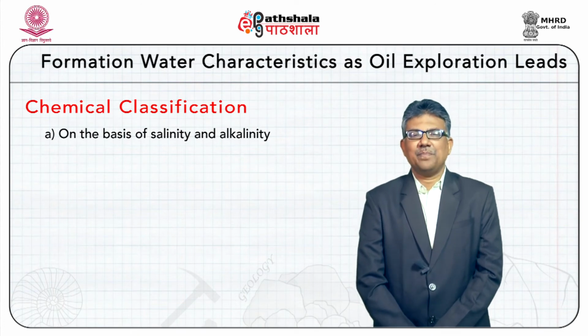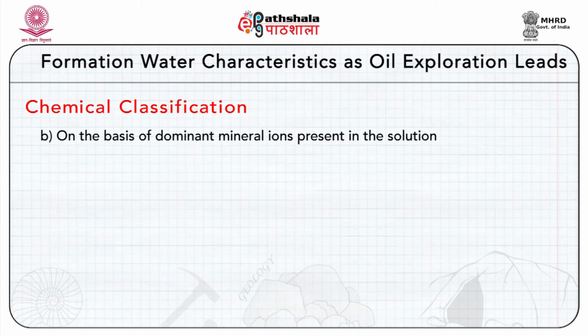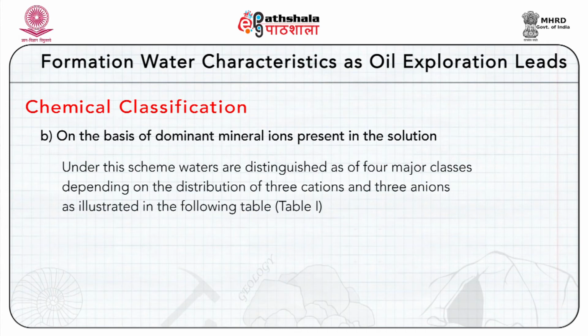Now, the other scheme that is also in operation is on the basis of dominant mineral ions present in the solution, as proposed by Sulin in 1946. Under this scheme, waters are distinguished as of 4 major classes depending on the distribution of 3 cations and 3 anions, as discussed in this tabular form.